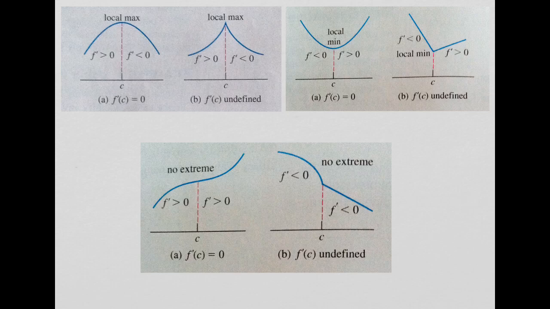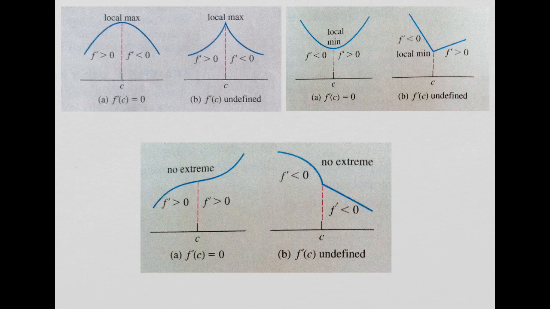So in this example you see here on the left, this is where we have f prime equal to 0, so we have a horizontal tangent. And the example we see on the right is where we have f prime undefined. So either case could give us a local maximum.